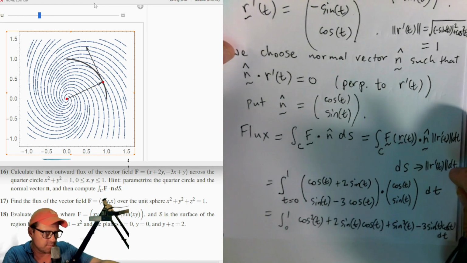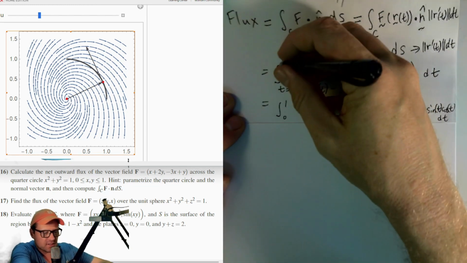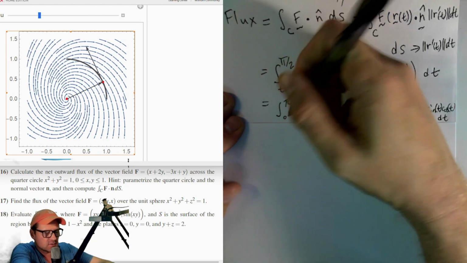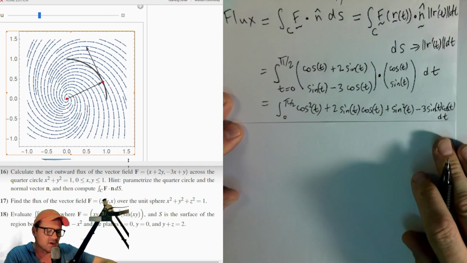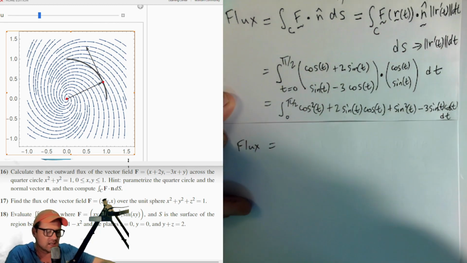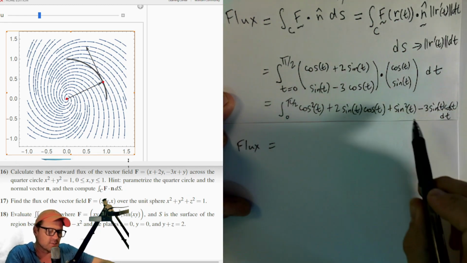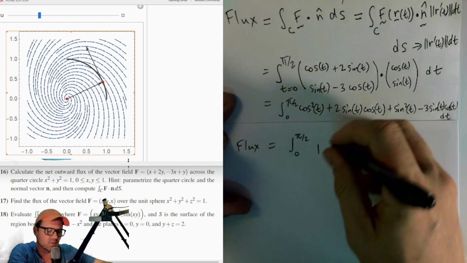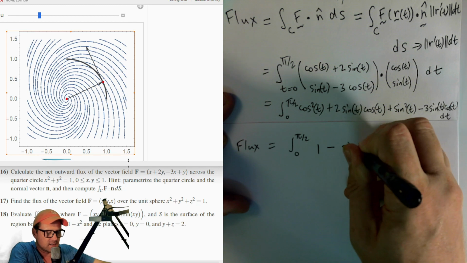Okay, let's get another page. Okay, so the parameter should go up to pi on 2, not 1. So let's change this to pi on 2. All right, so having taken this dot product, let's simplify this now. So we have the flux equal to, now cos squared plus sine squared is 1, and 2 minus 3 is minus 1. So minus sine of t cos of t.